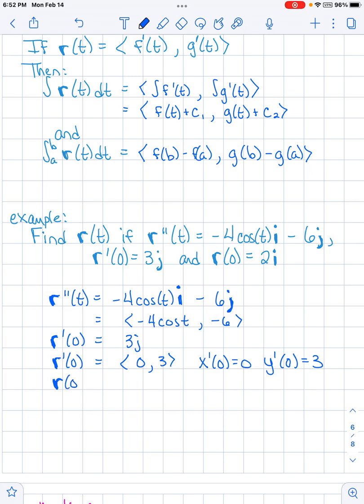And with that same idea in mind, r of 0 is equal to 2i. Another way of saying that is that r of 0 has a 2 for its horizontal value, but 0 for the vertical value. So we know then x of 0 is 2, and y of 0 is 0. Okay, that's a lot of information, and that's really good to know. I'm going to shrink this down because I didn't leave myself enough room.